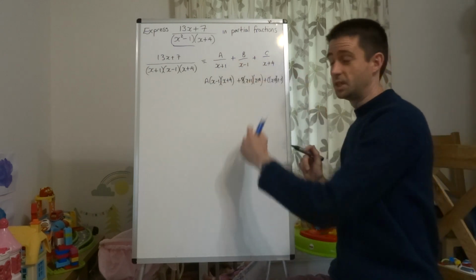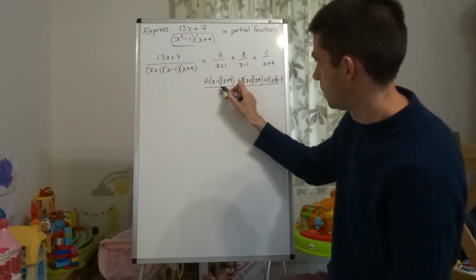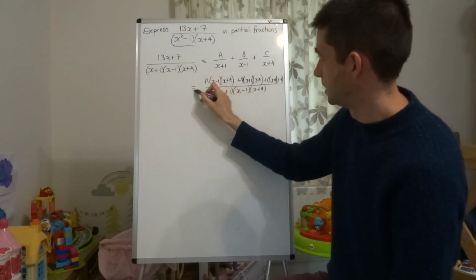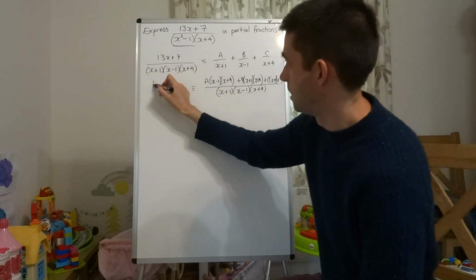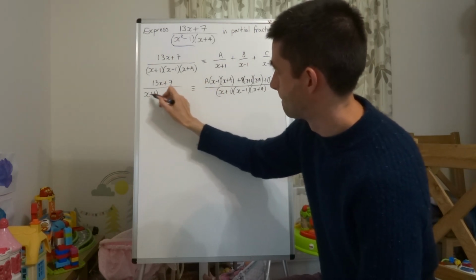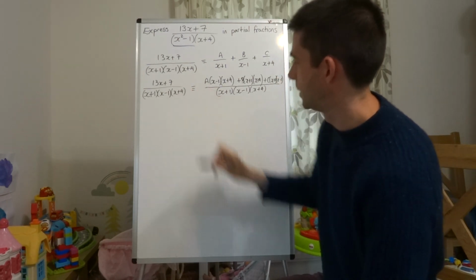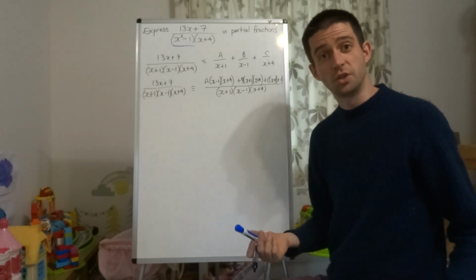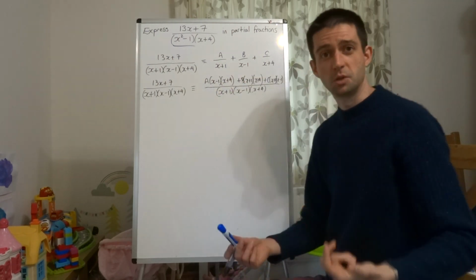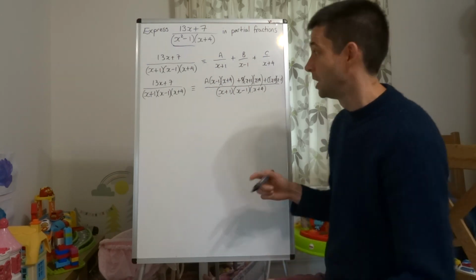Now, because I'm adding them together, they're all over the same common denominator. That was the point of doing that, so I'm just going to write it once, (x plus 1)(x minus 1)(x plus 4). And that is the same as this statement here, 13x plus 7 over (x plus 1)(x minus 1)(x plus 4). And then just as in the previous example, because we have the same denominator, we can say that the numerators must be equivalent, and then we can go on to find the values of A, B and C. So numerators are equivalent.